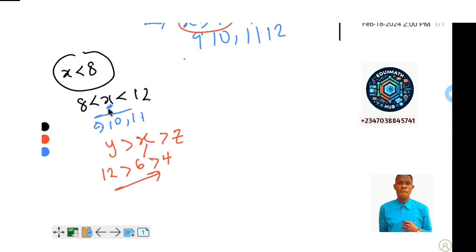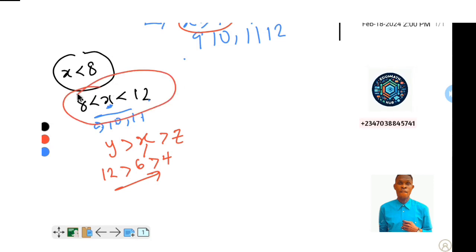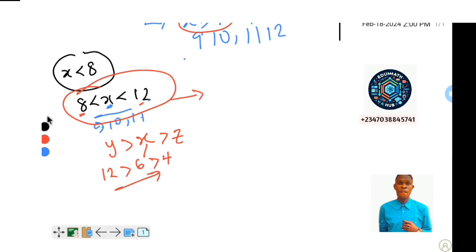But you have to take note of this one very well. Take note of how you combine these inequalities. This is like the lower limit, this is the upper limit. Now let me just quickly do a different scenario of this one. It can also look like this.